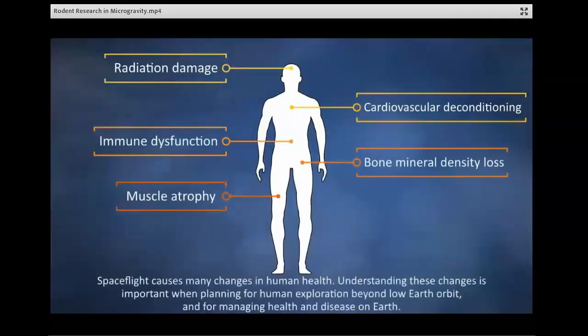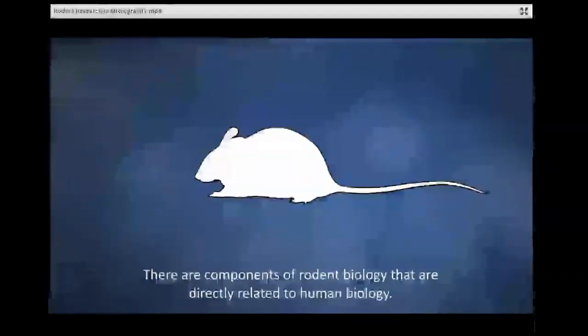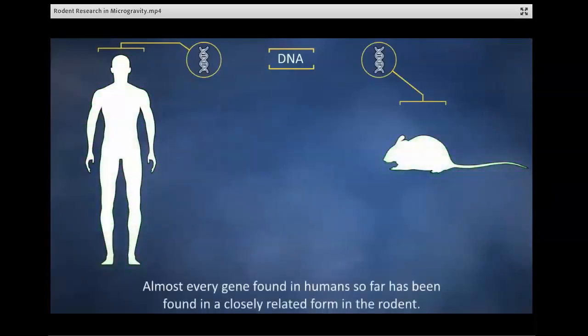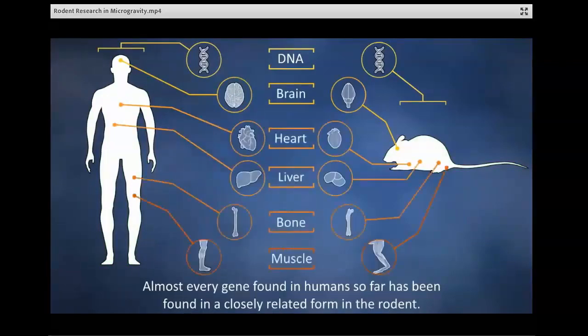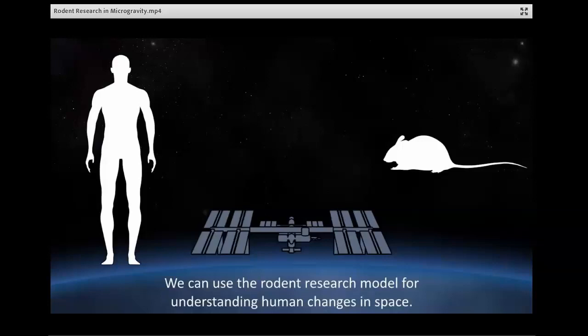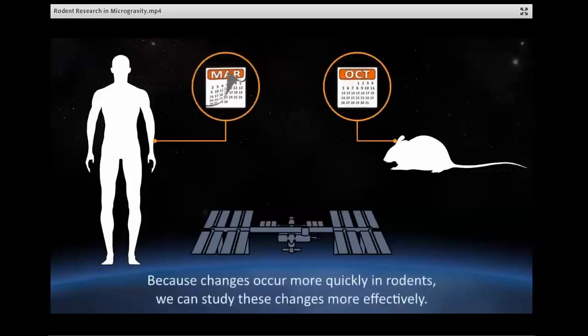Spaceflight causes many changes in human health. Understanding these changes is important when planning for human exploration beyond low Earth orbit and for managing health and disease on Earth. There are components of rodent biology that are directly related to human biology. Almost every gene found in humans so far has been found in a closely related form in the rodent. We can use the rodent research model for understanding human changes in space. Because changes occur more quickly in rodents, we can study these changes more effectively.